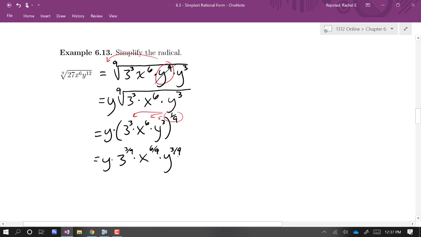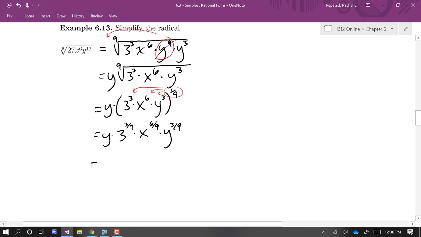And reducing the order or index of a radical really boils down to, can we reduce the fraction exponents? So 3/9, 6/9, 3/9, those all reduce. So this is 3 to the 1/3, x to the 2/3, y to the 1/3. And if we want to write this in a simplified radical form, now we're going to do one more thing and get back in radical form.